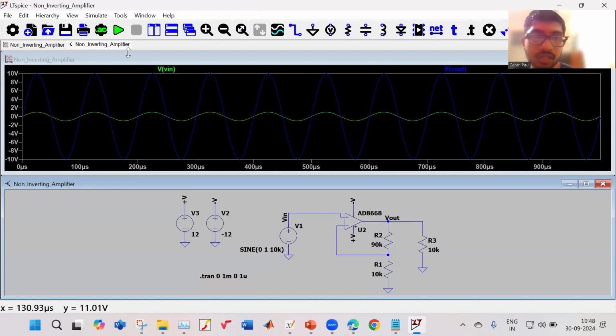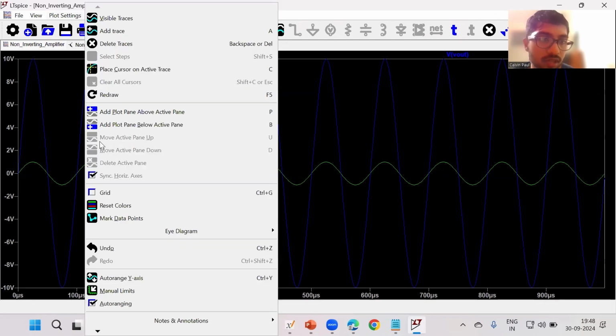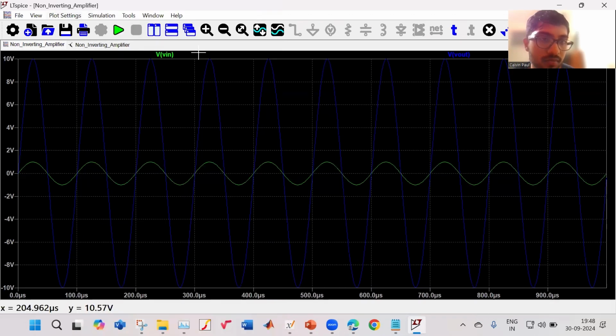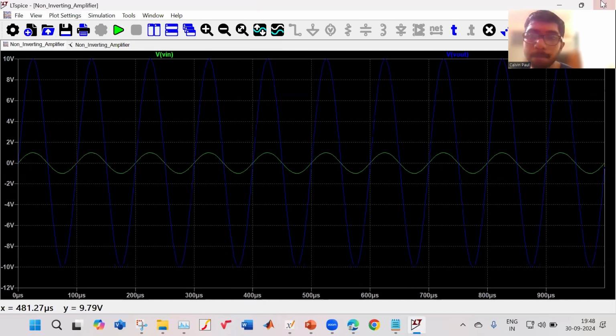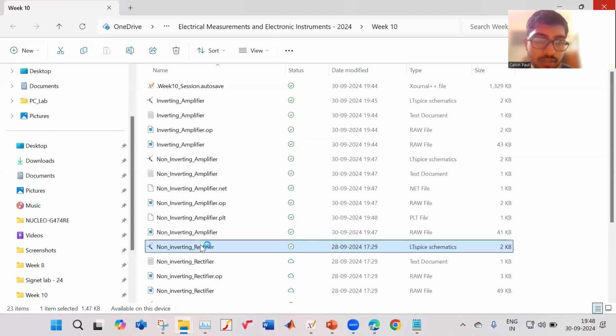Okay. Let me make this bigger. Okay, so now is this clear? Yes, sir. Okay, so this is part for a non-inverting amplifier. Now, let's consider non-inverting rectifier.